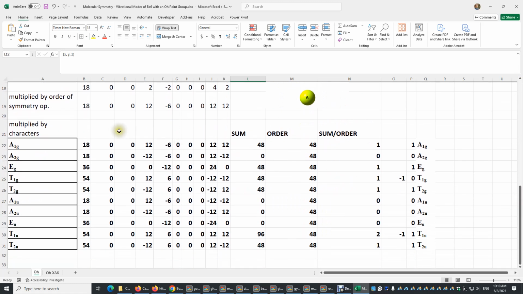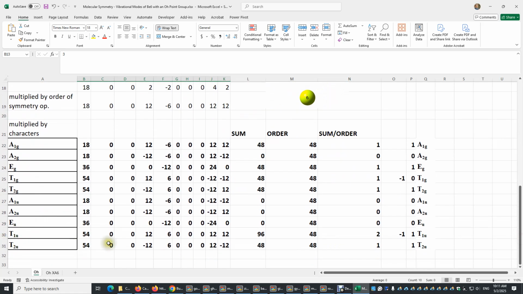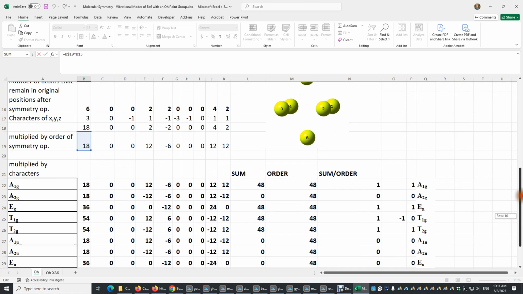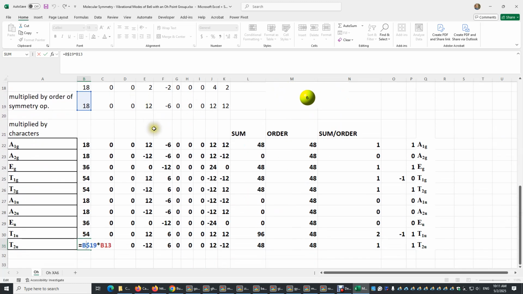We just do some multiplications. We use these 10 numbers, and then for each irreducible representation we also have 10 numbers. Just multiply those together. For example, T2U, it's going to be B$19 over here, this row, multiplied by B13. B13 is over here. This row is B13. These 10 numbers are the characters of this T sub 2U irreducible representation. Alright, we got all those numbers.